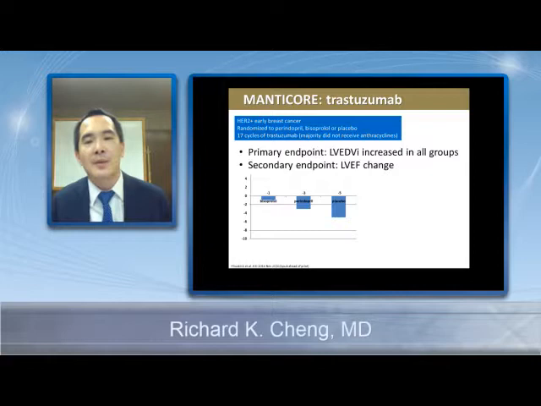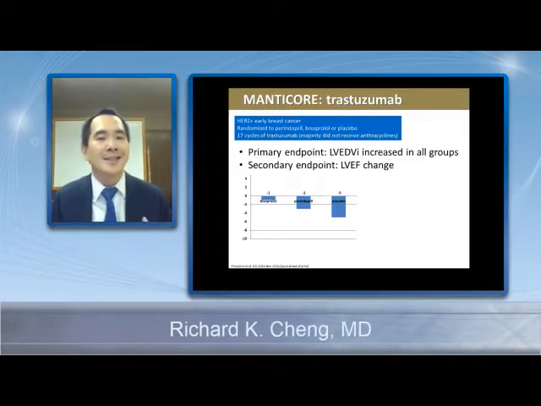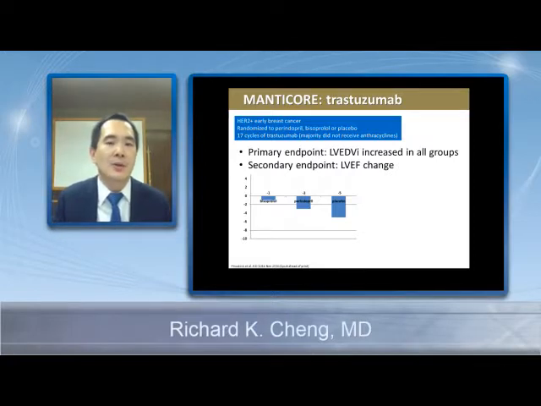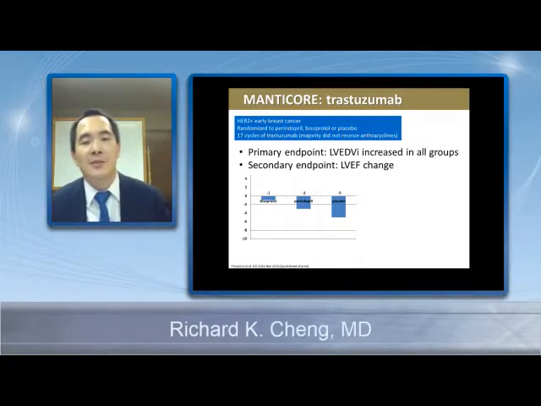Their primary endpoint was a change in LV end-diastolic volume index as a marker of negative LV or myocardial remodeling. What they found is in this study, there was negative remodeling or increased LV volumes in all groups. So they actually did not meet their primary endpoint. So in terms of prevention, perindopril, bisoprolol did not appear to protect against changes in LV remodeling when your patients are exposed to trastuzumab. However, their secondary endpoint were changes in ejection fraction.